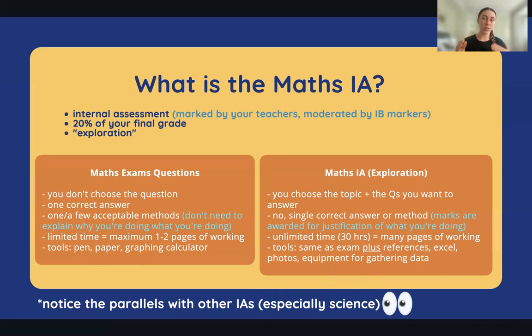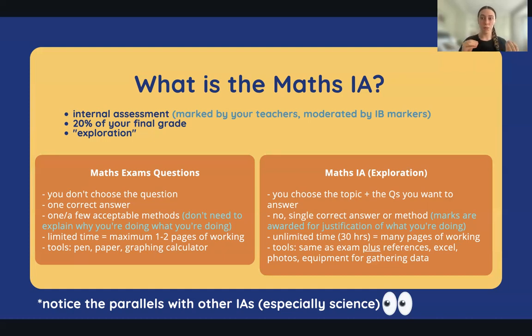And I hope that you're seeing a little bit at the moment some of the parallels between the maths IA and some of the other IAs that you have either done or will do, particularly the science IAs. So the whole purpose of a science IA is to find some question in the world that you would be interested in investigating and using the scientific method to try and find the answer to that question. In the same way, the maths IA asks you to look at the world, try to find a question that you're interested in answering, and use maths as a tool to try to answer that question.